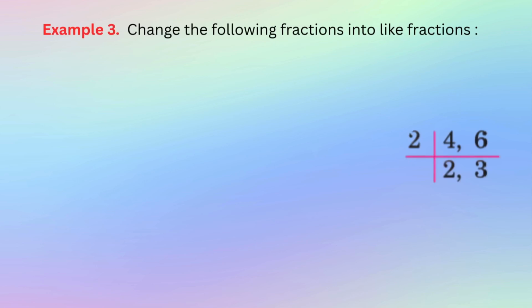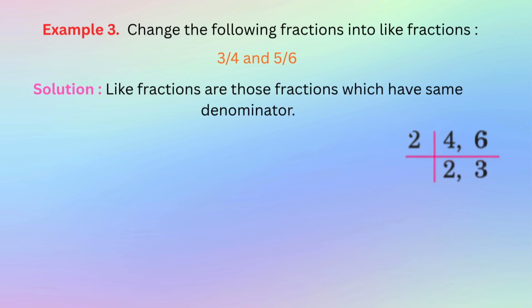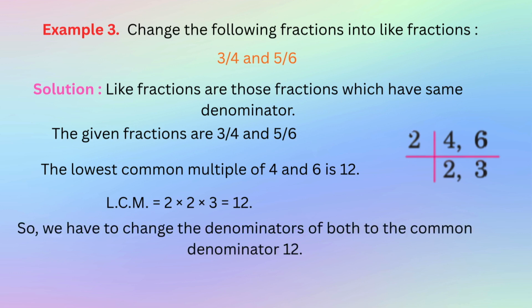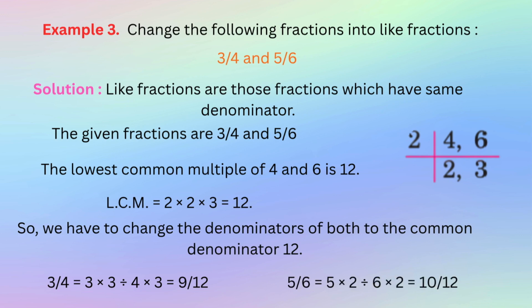Example 3. Change the following fractions into like fractions: 3/4 and 5/6. Solution. Like fractions are those fractions which have the same denominator. The given fractions are 3/4 and 5/6. The lowest common multiple of 4 and 6 is 12. LCM equals 2 times 2 times 3 equals 12. So, we have to change the denominators of both to the common denominator 12. 3/4 equals 3 times 3 divided by 4 times 3 equals 9/12. 5/6 equals 5 times 2 divided by 6 times 2 equals 10/12.